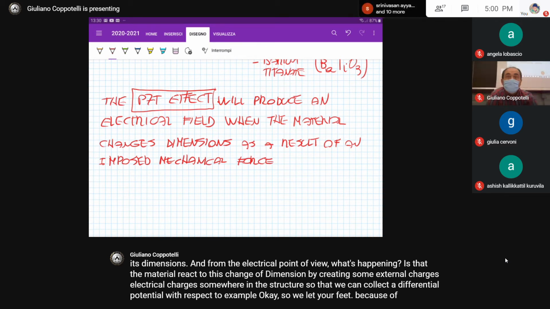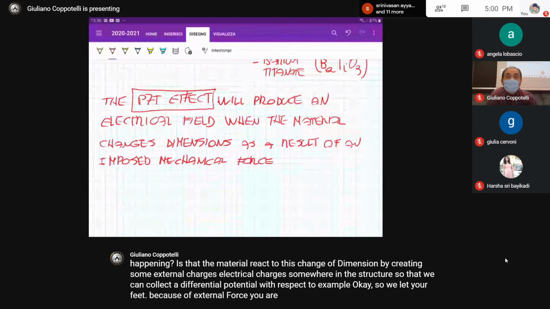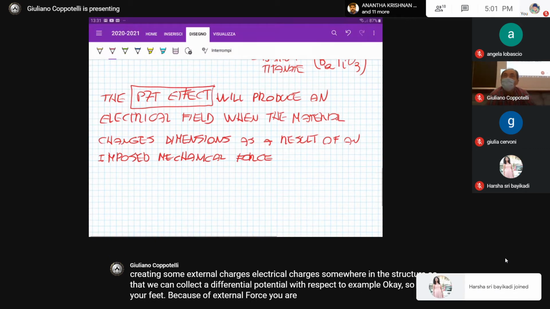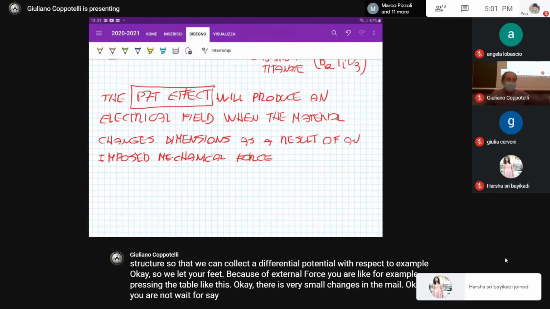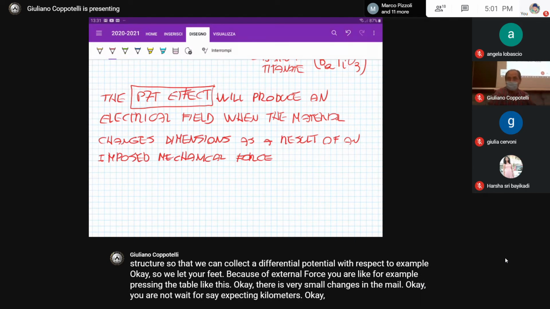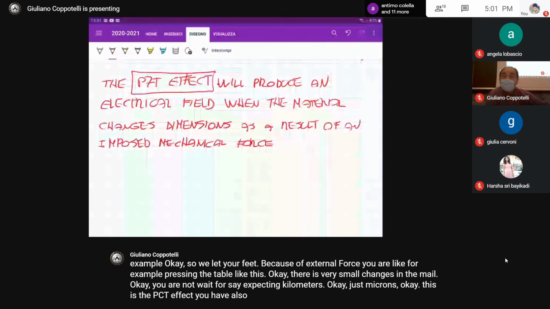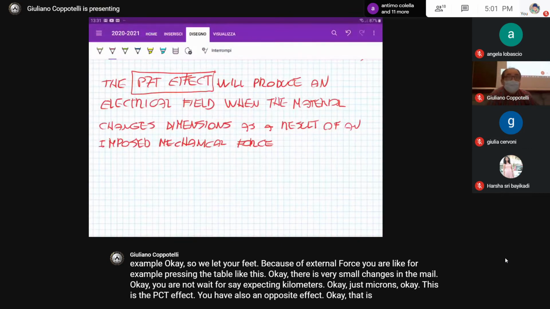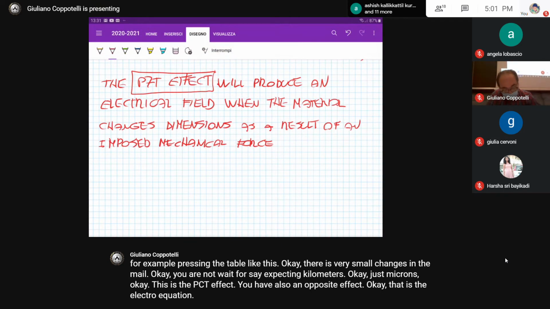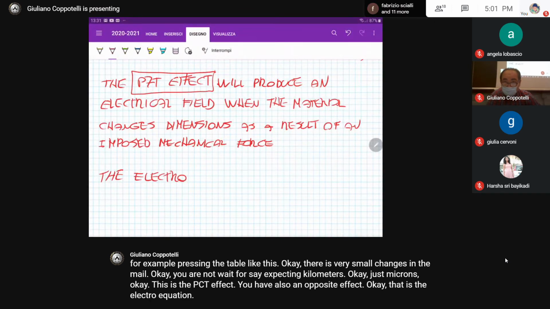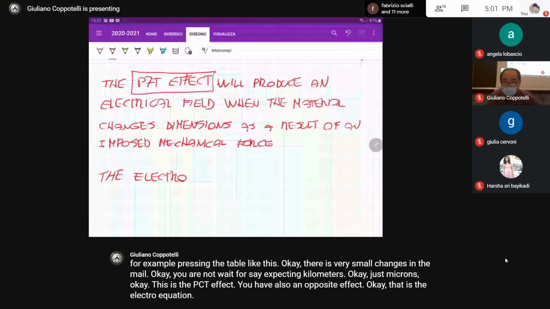Because of an external force, like, for example, pressing the table like this, there are very small changes in dimensions. You are not expecting kilometers, just microns. This is the PZT effect, the piezoelectric effect. You also have an opposite effect, that is the electroactuation. Small changes.